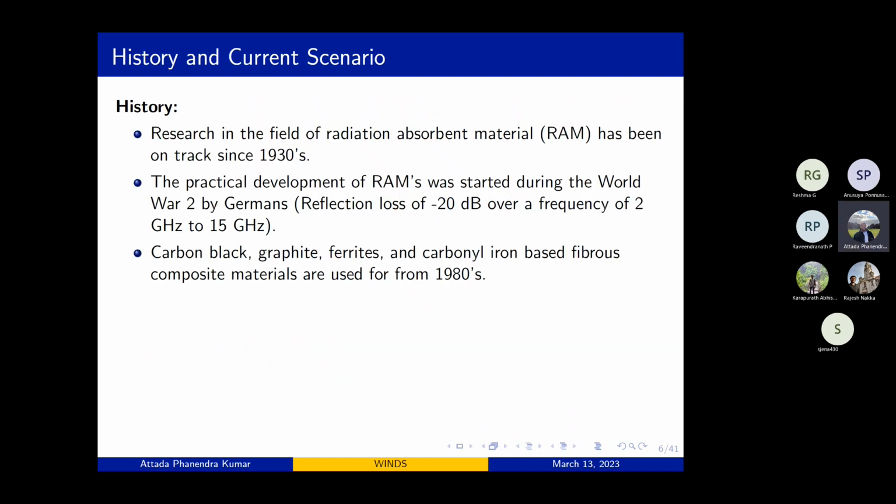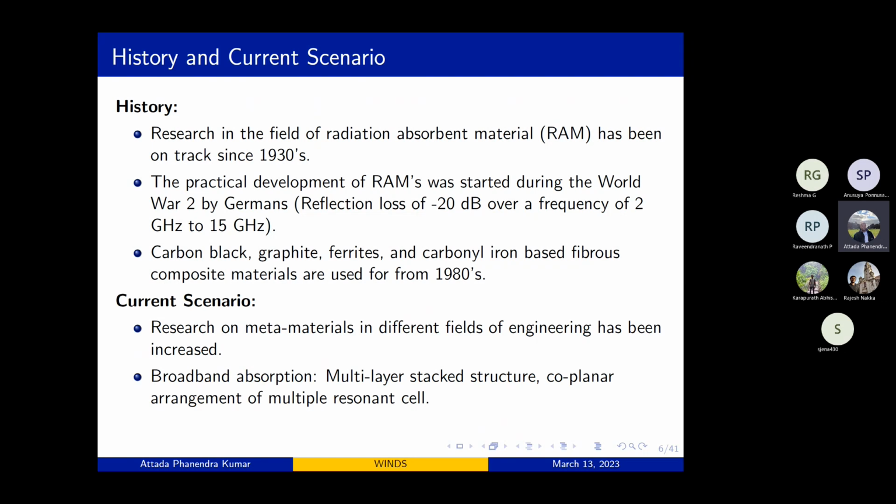Now I'm going to talk about the history and the current scenario of these radiation absorbent materials. The work on radiation absorbent materials started back in the 1930s. During World War II, Germans were able to practically develop these materials for marine applications. Later, from the 1980s, different carbon-based materials have been used for these applications. But one of the problems with carbon-based composites for stealth applications is the narrowband absorption capability. We have to tailor the properties at the microstructural level so that we can have broadband absorption.